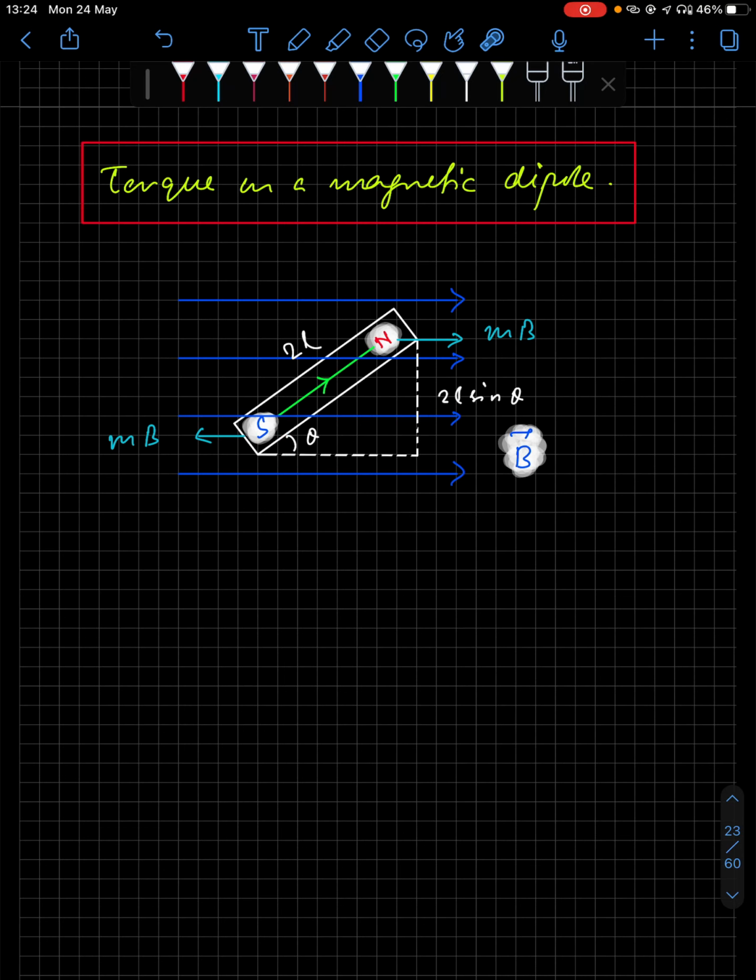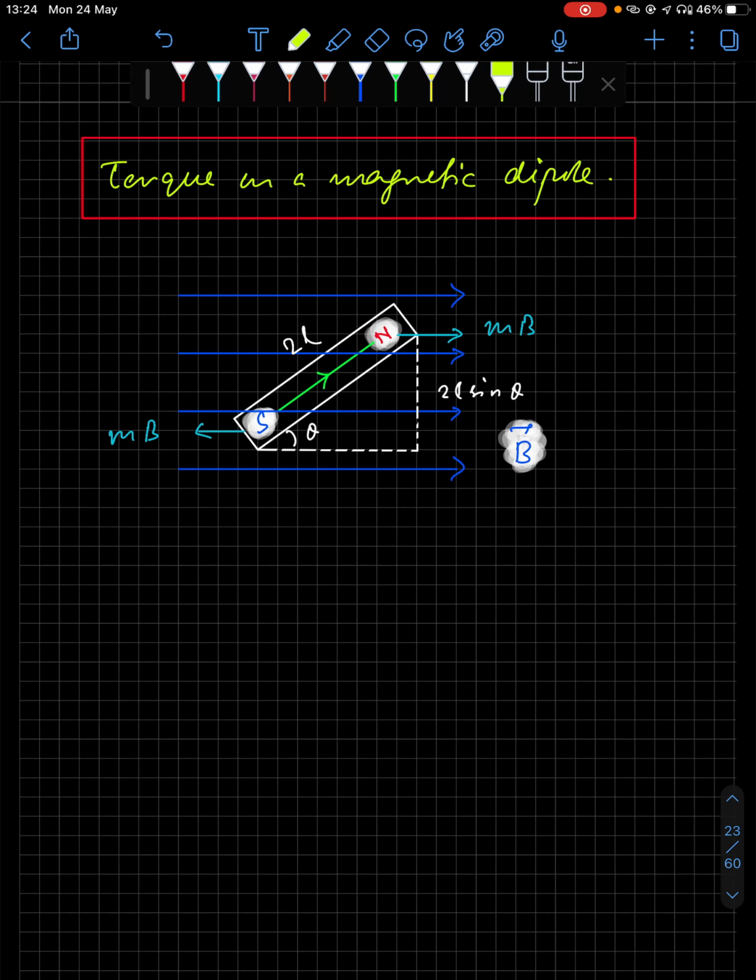So the north of the dipole is along the field, and the south, naturally, will be opposite to the field. Therefore, a magnetic force plus MB will act. The plus minus is not shown over here. However, a magnetic force plus MB will act on the north pole towards the field, and a minus MB magnetic force will act on the south pole against the field. The perpendicular distance between these two forces is, if this is 2L, if this is theta, then this will be 2L sine theta.